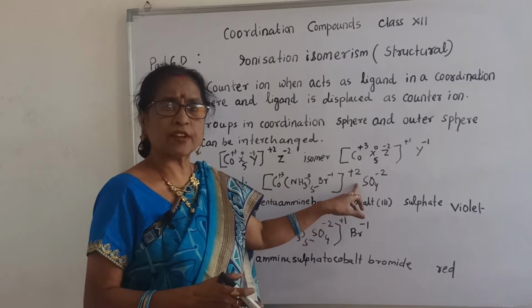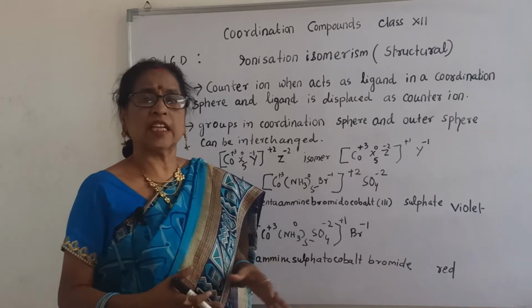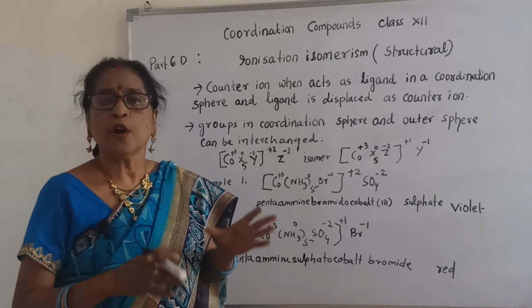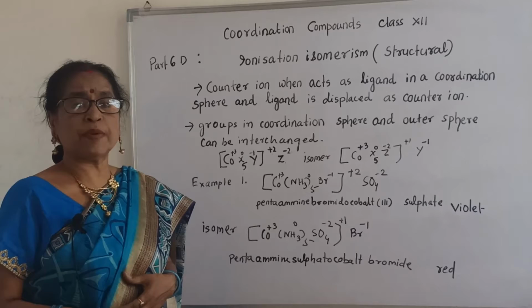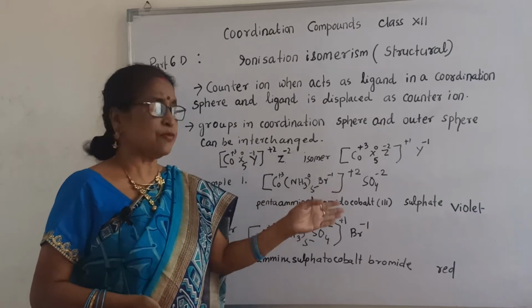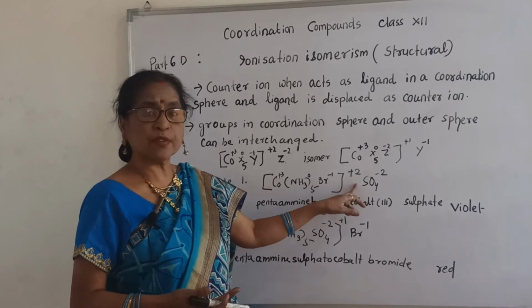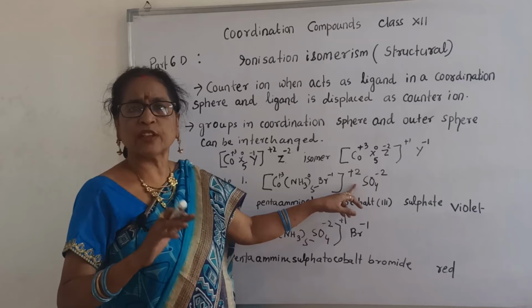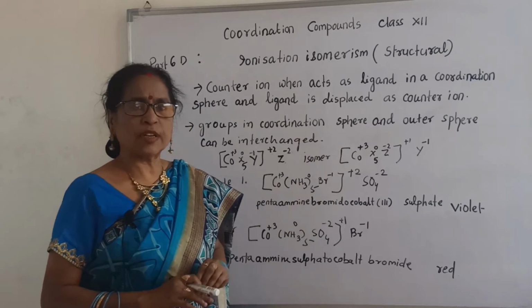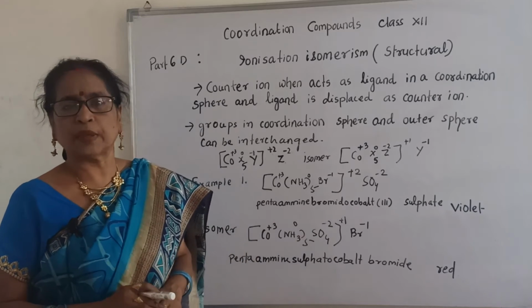In sulfate, when sulfate is the outside ion, the counter ion, it will give a test, that is the barium chloride test, where it gives a white precipitate. So this is very important. Sometimes the question may ask, how can you differentiate between this and this by different tests? Then you write, when barium chloride solution, not barium chloride simply, barium chloride solution is added, it gives a white precipitate, but when silver nitrate is added, it gives a light yellow precipitate.